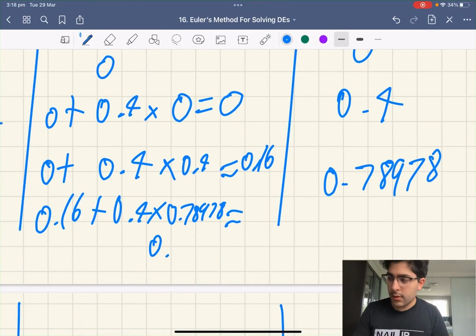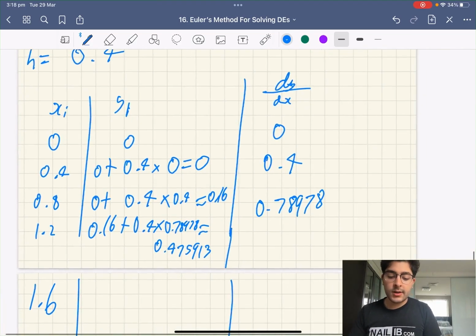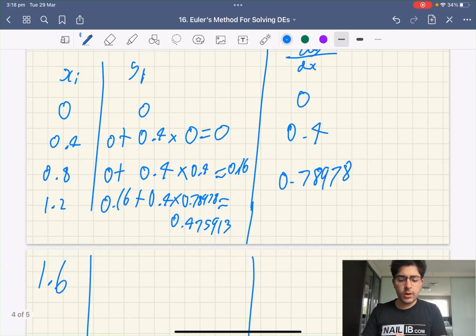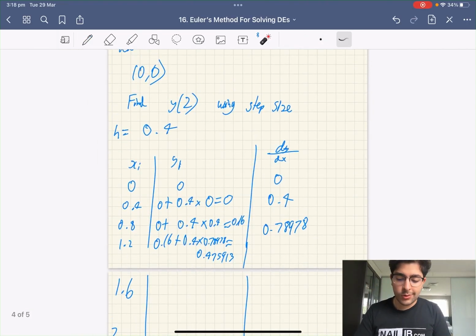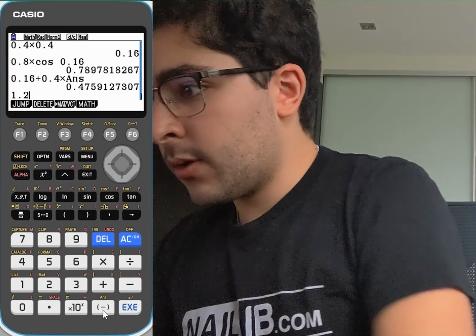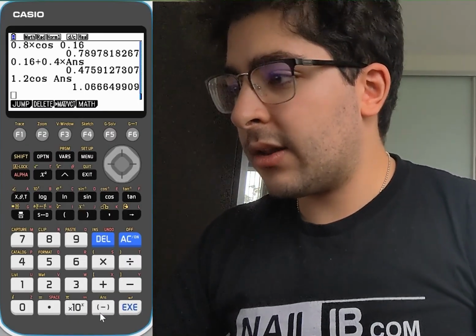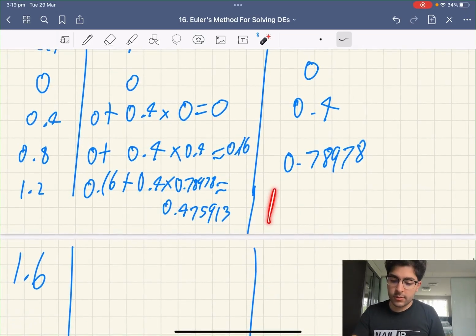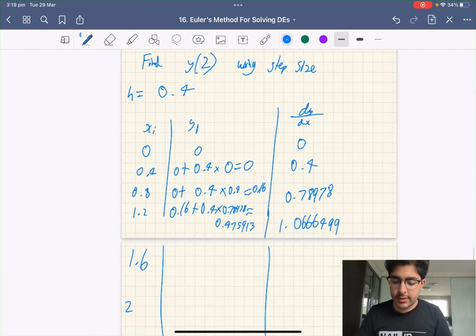As you can observe, I'm putting a lot more significant figures than necessary. That's just because when you do these things, you want to keep as many as possible, because at the end you want to round. If you round too early, it might not come out correctly. Okay, now let's do the next dy on dx. It's going to be x cosine y, so we sub in x, 1.2, and for y, luckily that's our y value, so I can just put in cosine of answer. And it's definitely not going to be neat, and it is very much not. So it's going to be 1.0666499. Leave it at that.